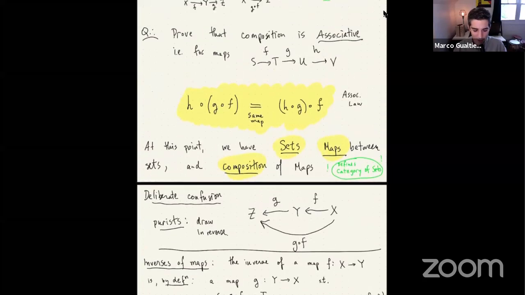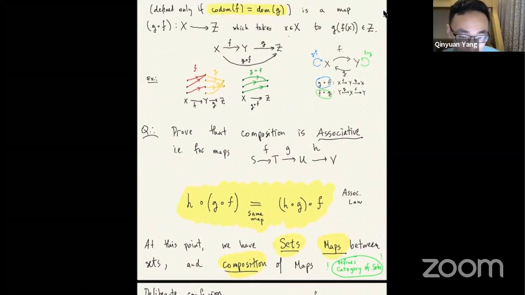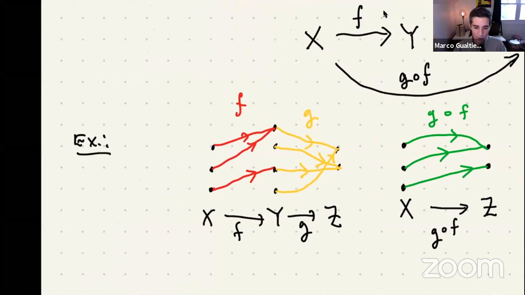Look at this here. We have a map from 3 points to 4 points, and a map from 4 points to 2 points. So I can compose F with G. I can do F first and then G. But I cannot do G first and then F. So here, G after F is undefined.